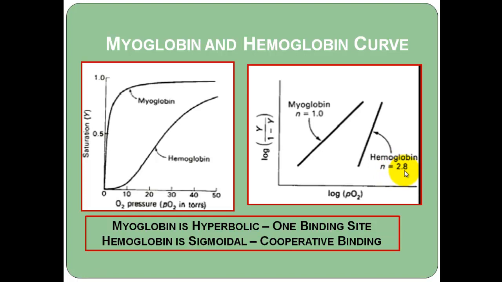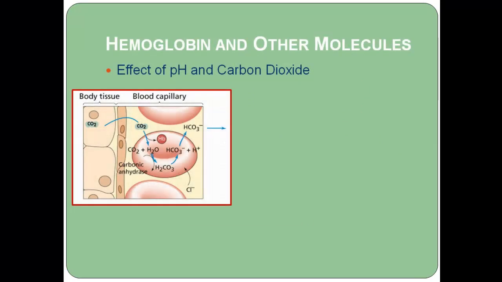Because of the cooperativity within the hemoglobin molecule, the binding sites are not independent, and so they can transfer almost twice as much oxygen as myoglobin. So now we're going to look at the effects of certain molecules on hemoglobin. Let's look at the effect of pH and carbon dioxide.